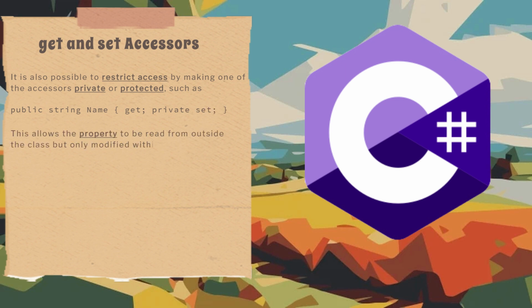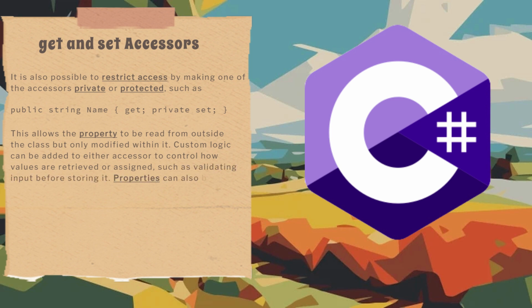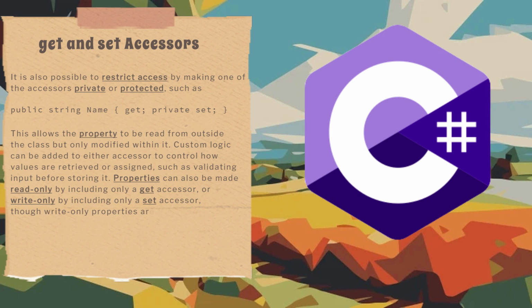Custom logic can be added to either accessor to control how values are retrieved or assigned, such as validating input before storing it. Properties can also be made read-only by including only a get accessor, or write-only by including only a set accessor, though write-only properties are less common.